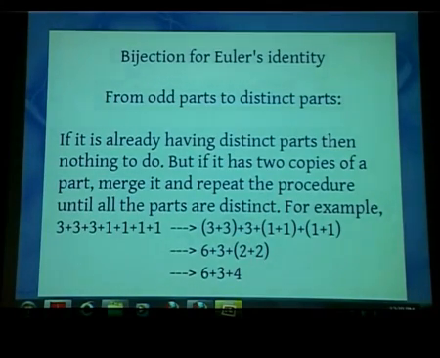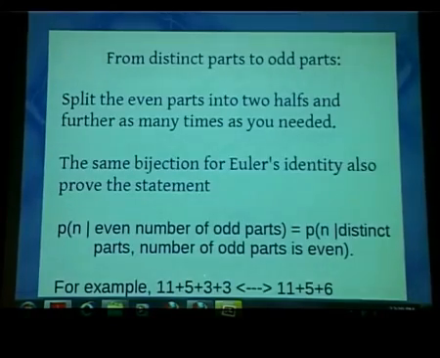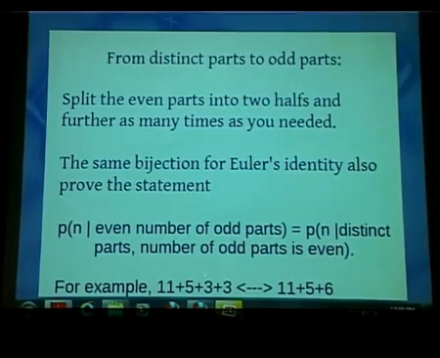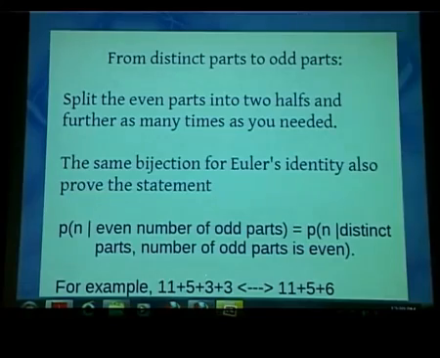Now the reverse way: if you have distinct parts, you need odd parts. So whatever even parts are there, just split them into two. If it is again even, split it into two again, until everything becomes odd parts. So split the even parts into two halves, and further as many times as needed. Now we have a bijection for the two sets on the sides of the partition identity.